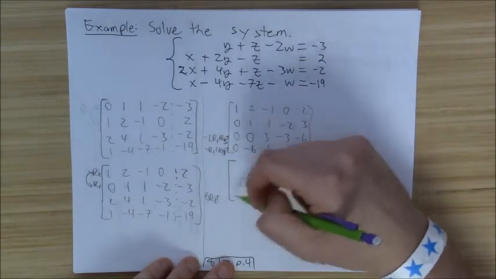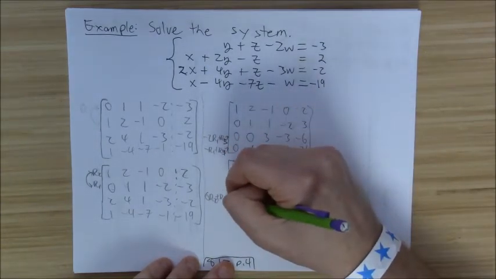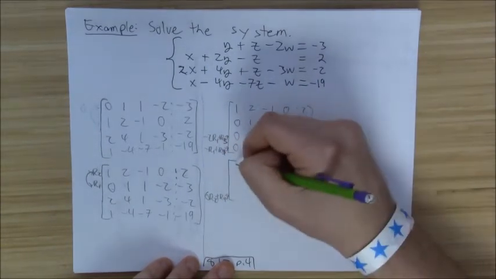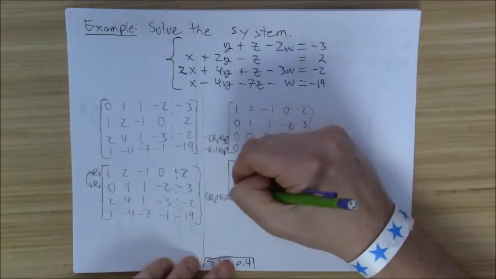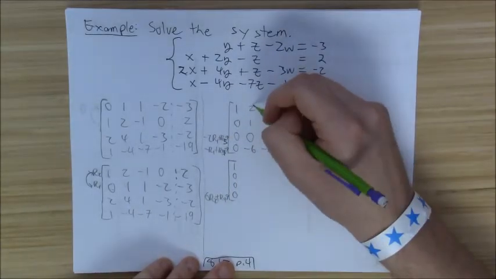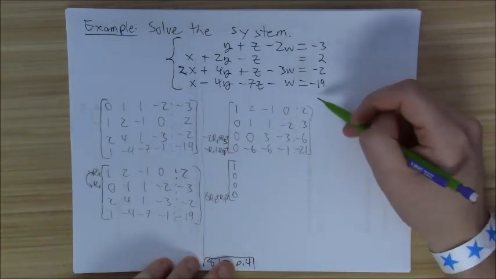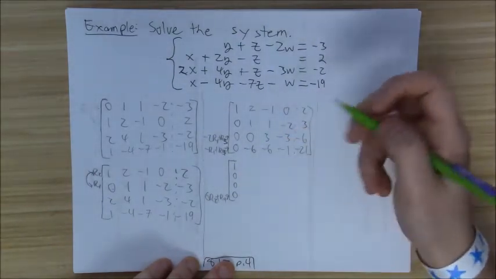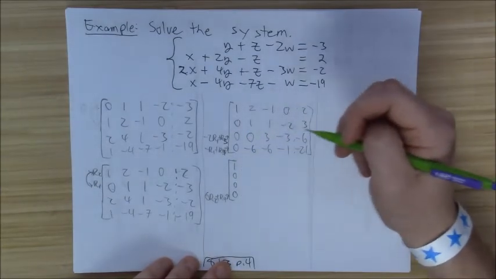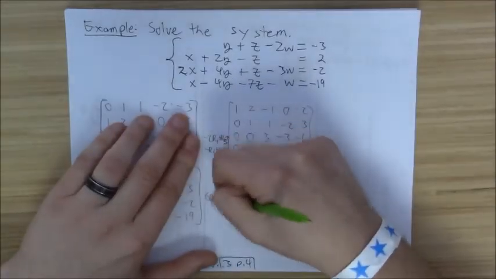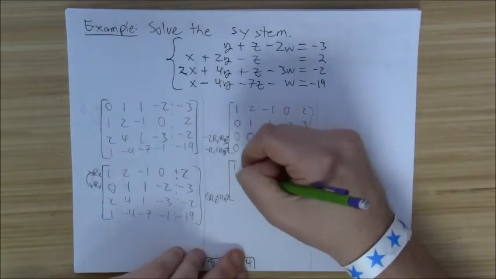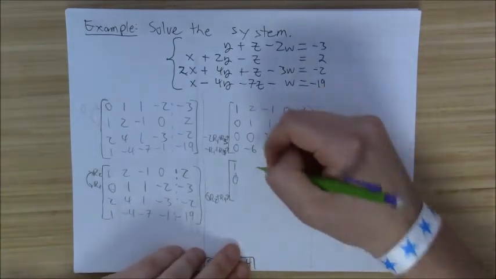Row 6, row 2, add it to row 4. So I have 1, 0, 0, 0. I need room, and then let's make it a little bit bigger. Okay, 1, 0. So the top won't change, right?